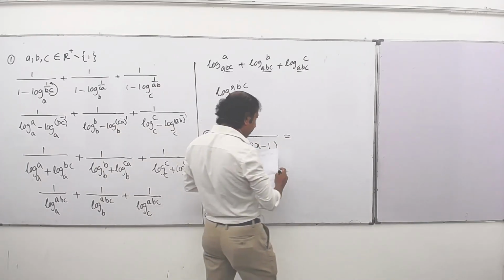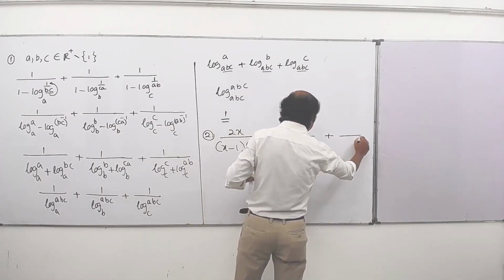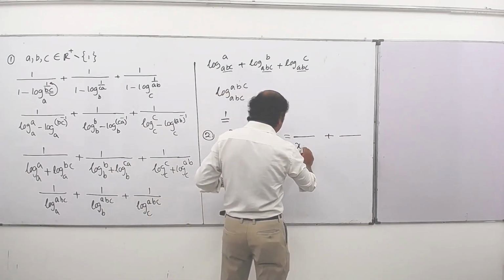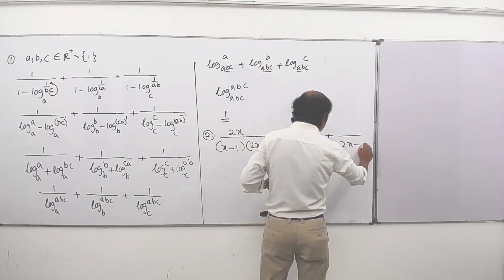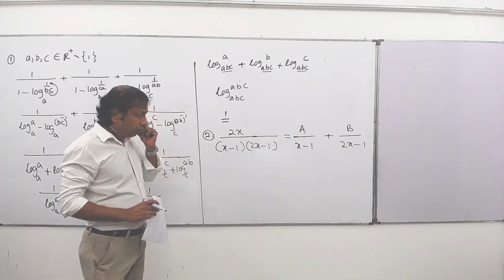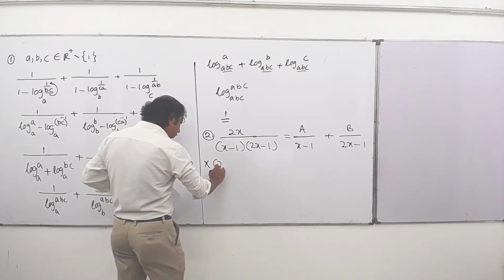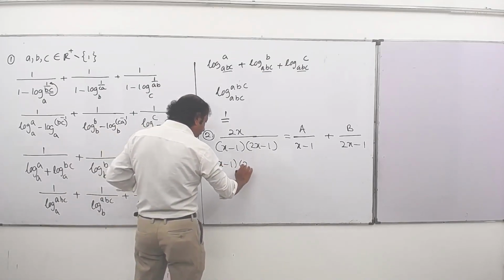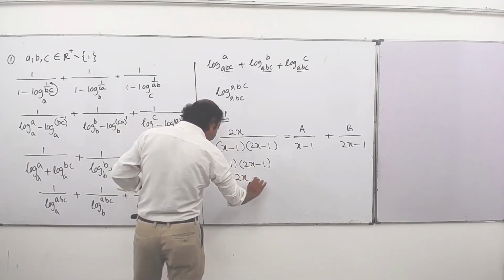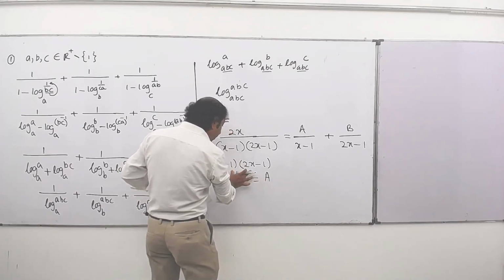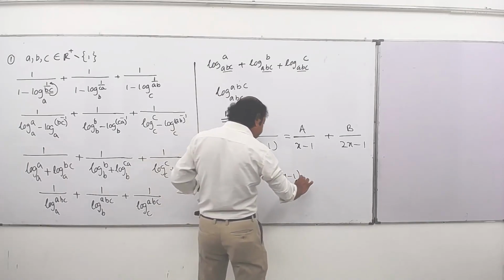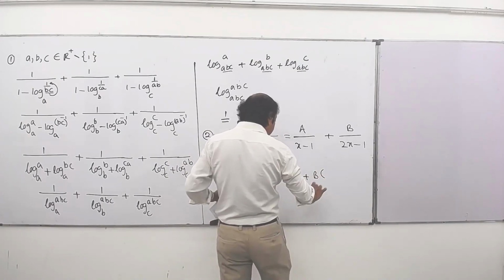Then how to write the partial fraction here? We have denominator non-repeating linear factors, no? Here we can write this as x minus 1, this is 2x minus 1. We write here A and here this is B. Now you can multiply this both sides by (x minus 1) and (2x minus 1). Then we get 2x here. Then when I write this way, this x minus 1 will cancel with this. We get like this. B times (x minus 1) we get, no?